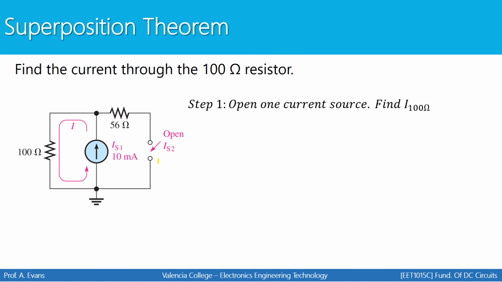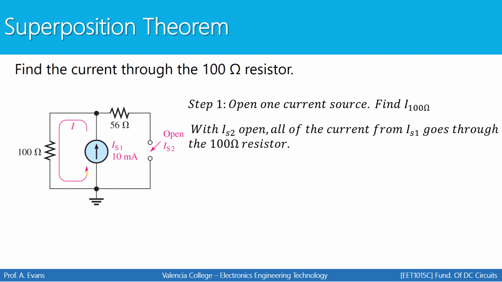Now we're going to find the current through the 100 ohm resistor. Keep in mind that this is an open circuit, which means the current in this circuit is going to flow this way, and all of that current is going to flow this way. No current can take this path because this is open. So there's no current flowing through the 56 ohms. All of the current is flowing through the 100 ohm resistor. We can also see that that current is flowing down through the 100 ohm resistor.